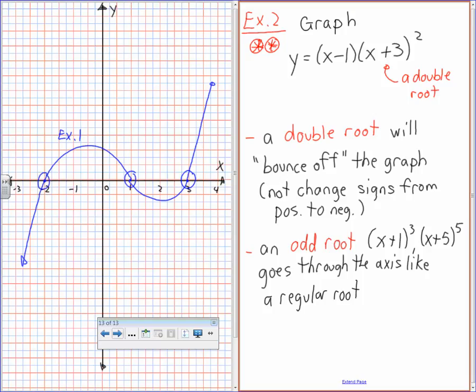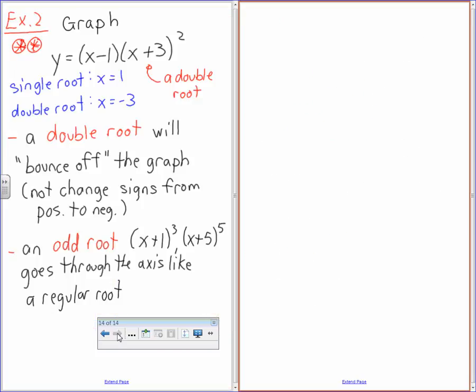Okay. Now I'm going to show you what this looks like. I'll let you try a few on your own after. My roots here are going to be a single root at x equals 1 and a double root at x equals -3. Are we okay on that logic there? There's two roots, or a double root, at x equals negative 3.